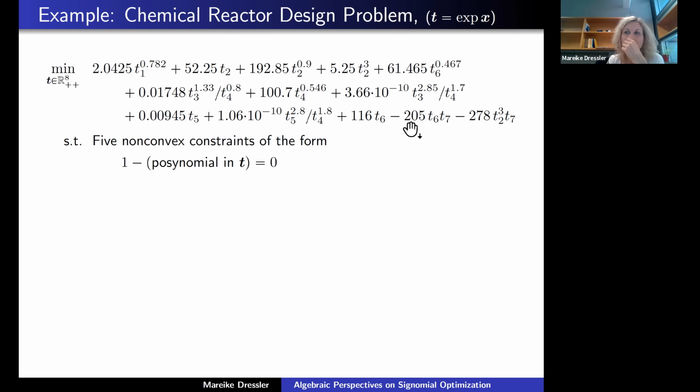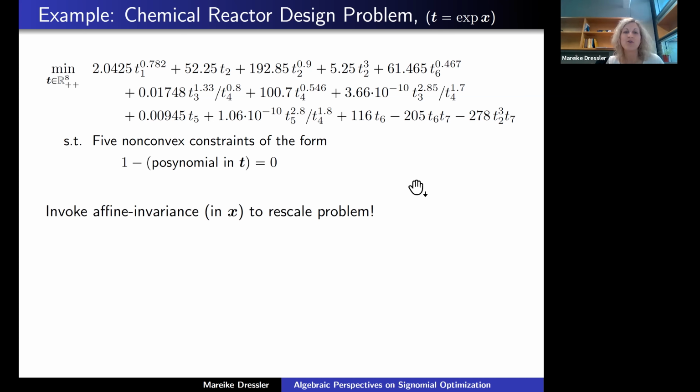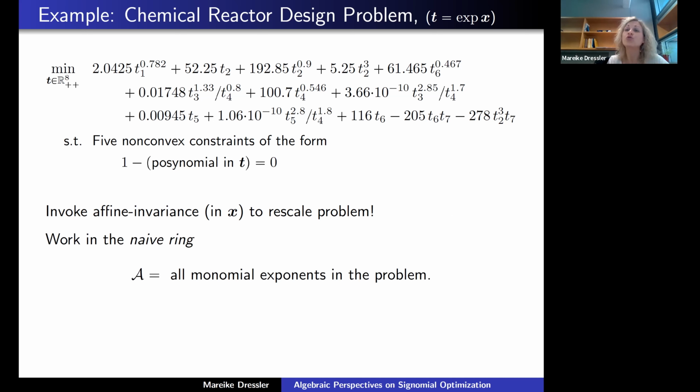So we have this objective function, and then we have a bunch of signomial constraints. And first of all, we invoke the invariants in X to rescale this problem, because you see the coefficients in this original problem really span a magnitude of order 12. And so it's horribly scaled, so we make it a little bit nicer. And then we clearly have to choose a ring to work with our hierarchy. And here we choose the naive ring, meaning that we just take the support of f to be the ground set.